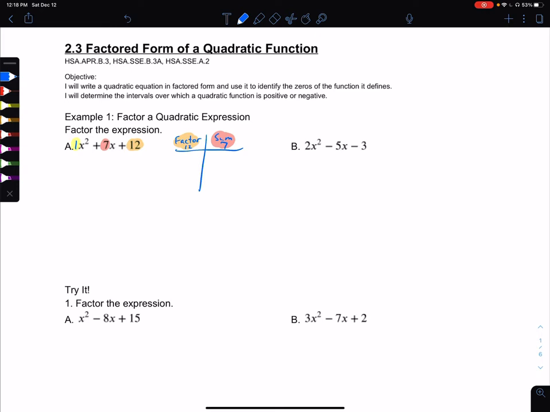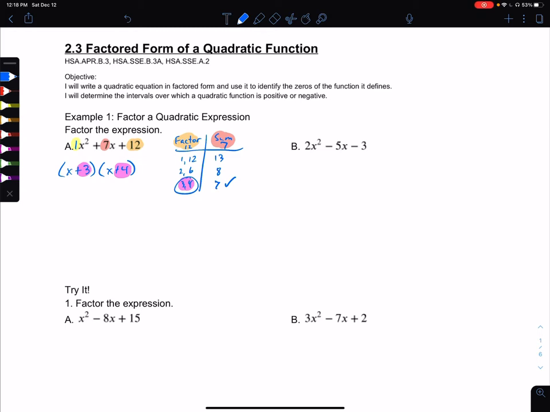We can use this method because the A value is just 1. So factors of 12 would be 1 and 12, 2 and 6, 3 and 4. When we add them up, the one that works would be the group 3 and 4. Since everything's positive, we don't have to worry about signs. So we can just write our answer as x plus 3 and x plus 4. These two go here, and that would be our solution, or factored form.